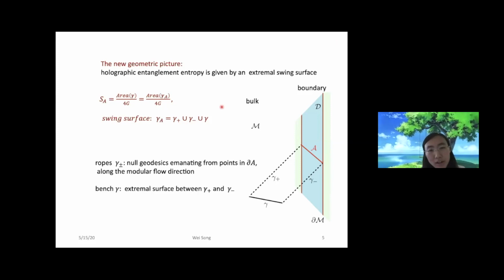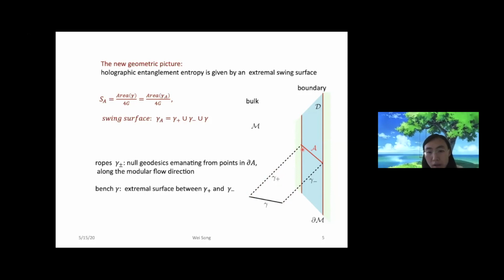We will get a new geometric picture for holographic entanglement entropy, and this is given by what we call a swing surface. Here there is an interval A at the boundary, and from the endpoints of this interval there are these null ropes, gamma plus and gamma minus. These ropes are null geodesics shooting from the endpoints of this interval A.